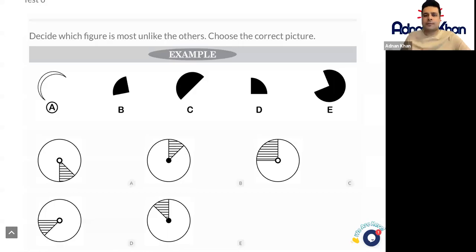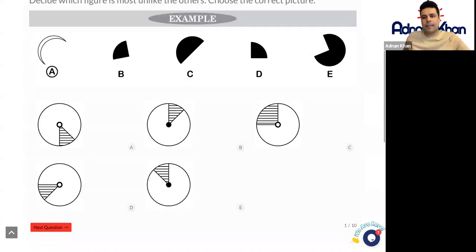from all the others. So if you look at this example, we've got A, B, C, D, E. All the other circles, semicircles, or quarters of a circle are in black. And the only one that's the odd one out is A, and it's white, and it's like a crescent moon shape.